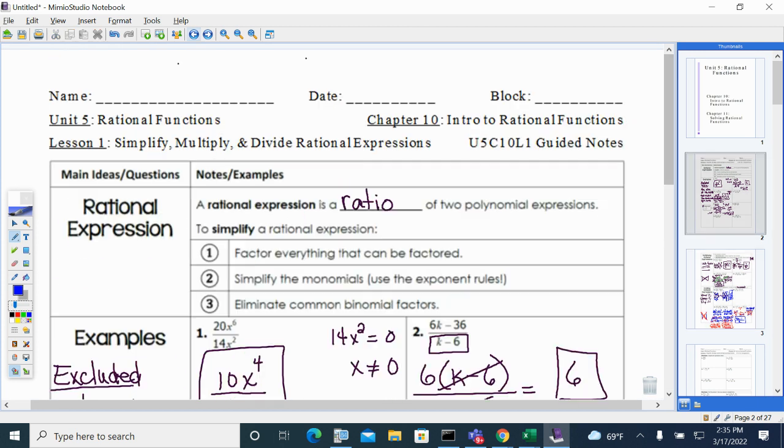But there are your notes for Chapter 10, Lesson number 1.